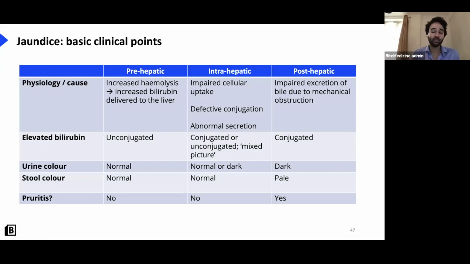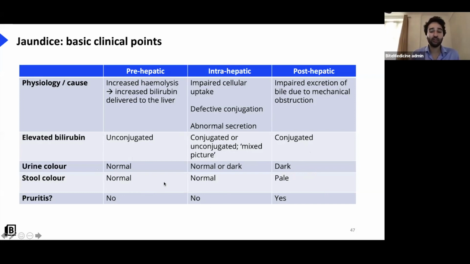because unconjugated bilirubin is lipid soluble and not water soluble, it's not going to affect your urine or stool because it's not involved in that excretion anyway. Whereas post-hepatic will certainly, in significant obstruction, for example, the common bile duct stone, it really can affect your urine and stool because of that physiology we just discussed. And then intrahepatic, which has a variety of causes, can be conjugated and give a mixed picture. And often the urine and stool will be unaffected.